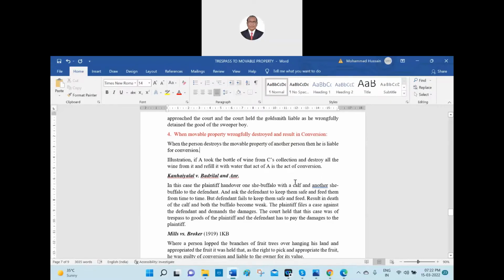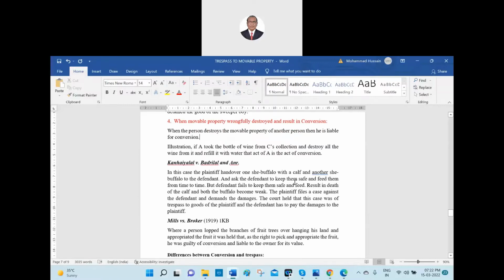In the Kanhaiya versus Badrilal and another case, the plaintiff handed over one she-buffalo with a calf and another she-buffalo to the defendant. You know what is a she-buffalo?